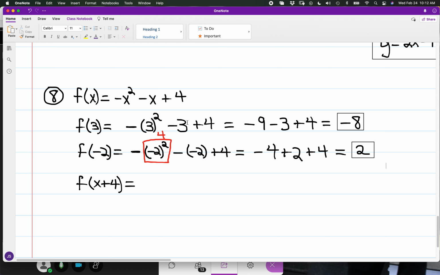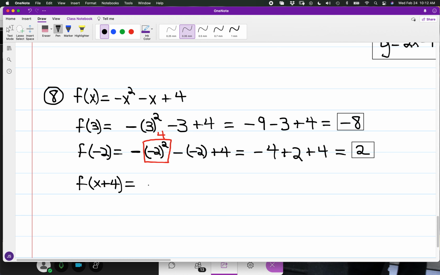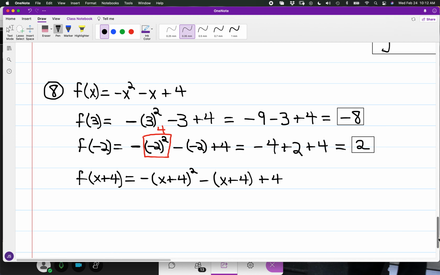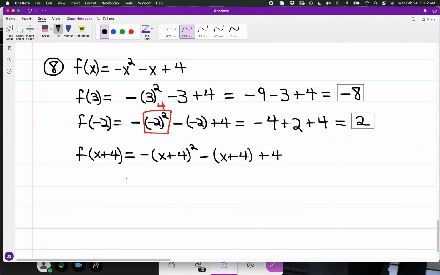As for what we have in the case of x plus 4, alright, so you have the negative of the square of x plus 4. And we have followed by the subtraction of all of x plus 4, followed by the addition of 4. Now we'll just work down here.